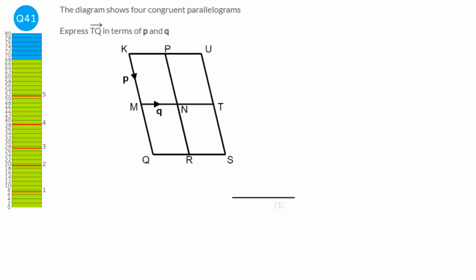So we're asked to express TQ in terms of P and Q. Well, we've got another Q here, because all of these are congruent parallelograms. And we have a P there. So if we're starting at T and getting to Q, we can go along this path here and down this path here. So we're going backwards down Q, in fact backwards down 2 lots of Q, and then the correct way down P. So it's either -2Q plus P or P minus 2Q.